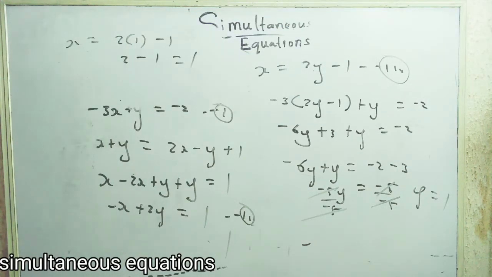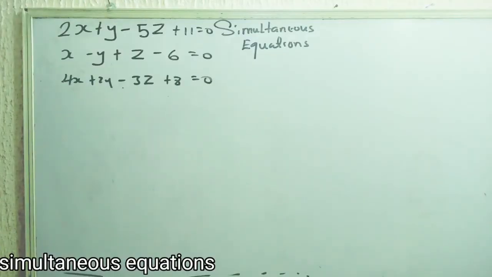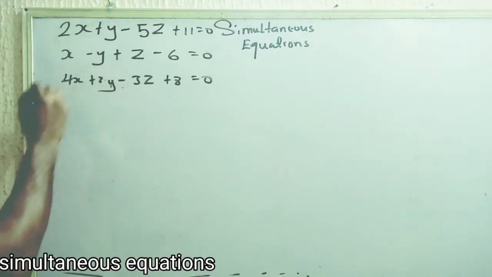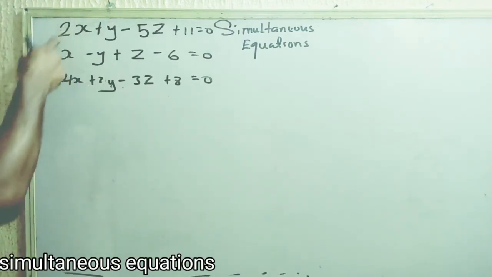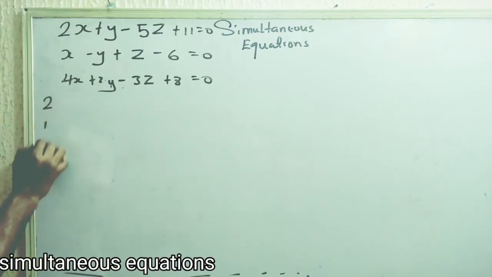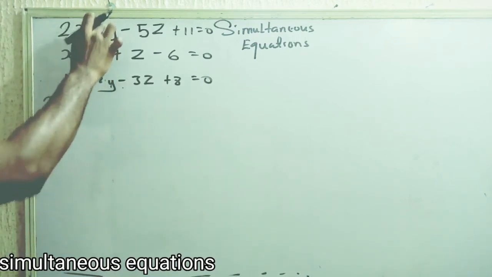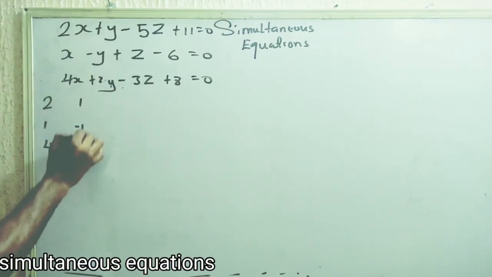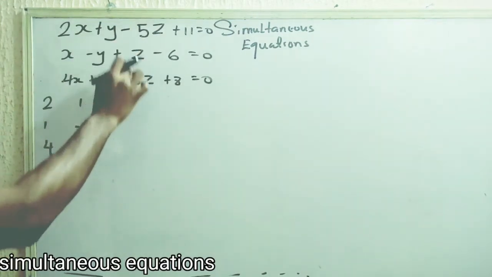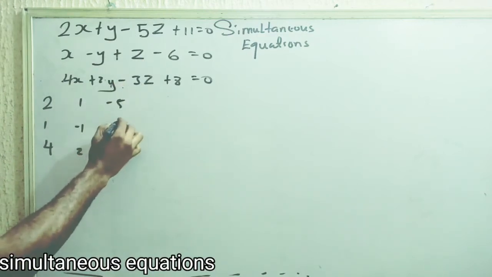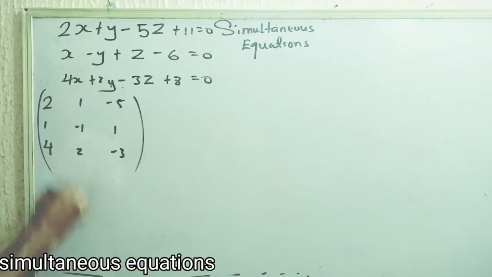So we shall look at an example where the 3 variables are present and you're looking for one of them. Okay, so I have another example, a simultaneous equation with the 3 variables. To apply the matrix, first of all we have to transform it into a matrix by picking out the coefficients. So for x, I have 2, 1, 4. For y, I have 1, minus 1 and 2. For z, I have minus 5, 1, minus 3. Then we close it in brackets.